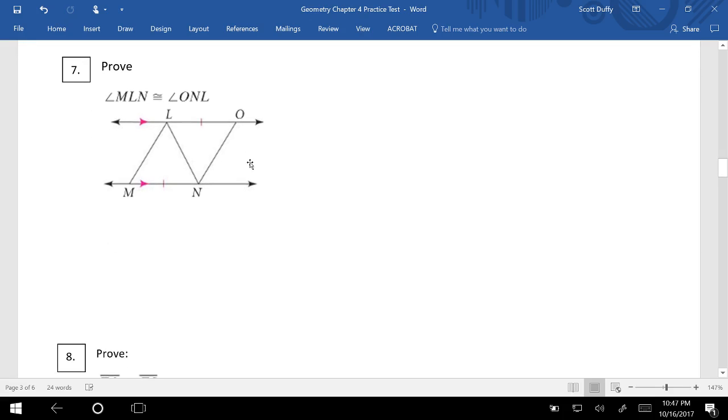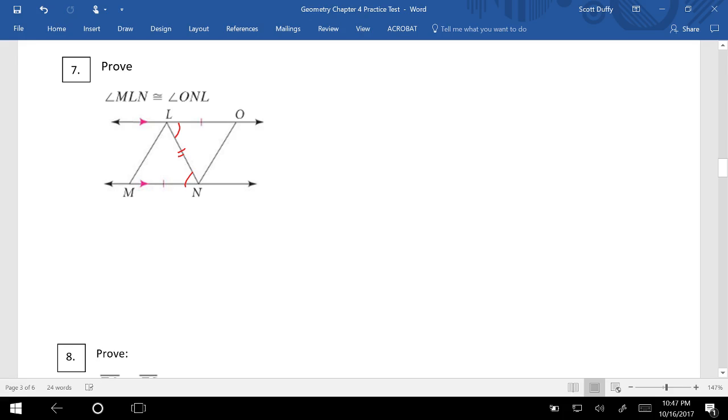Alright, we have to prove angle MLN equals ONL. Right away I see that I have parallel lines. So I'm going to look for alternate interior angles. I see that if this is the transversal right here, then this angle and this angle are alternate interior angles. And then I'm also given that this side from here to here, LO, is equal to MN, and that's just marked, so I have a side. And then I see that this triangle has a side shared with that triangle right here, LN.